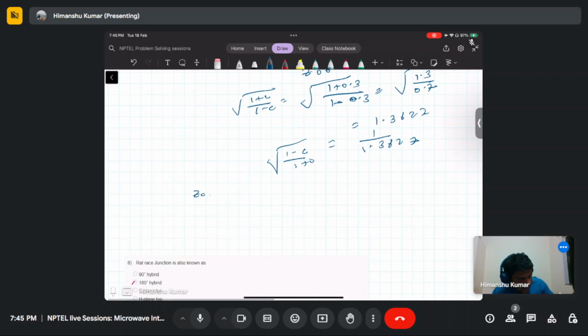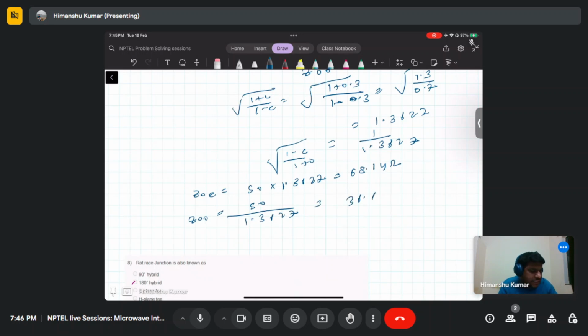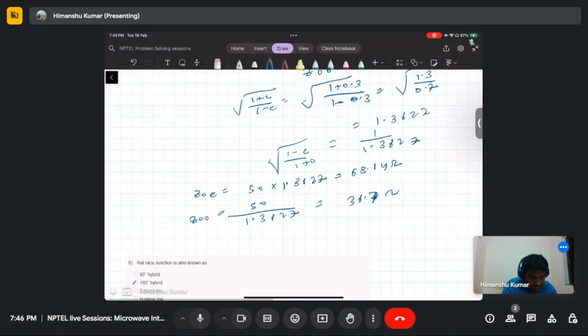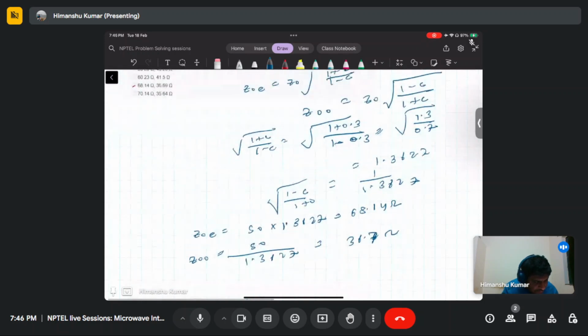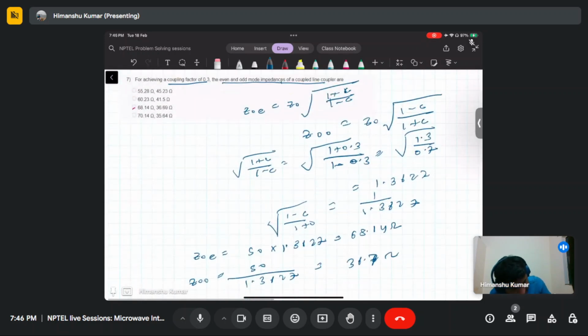The Z0 even mode impedance you can calculate as 50, which is the characteristic impedance, times 1.3627, which equals 68.14 ohm, and the Z0 odd mode impedance will be 50 divided by 1.3627, which equals 36.67 ohm. So the correct answer is even and odd mode impedances of 68 and 36. So the first option is wrong, the second option is wrong, the fourth option is wrong, and the third option is correct.